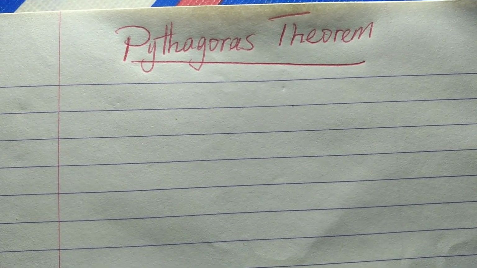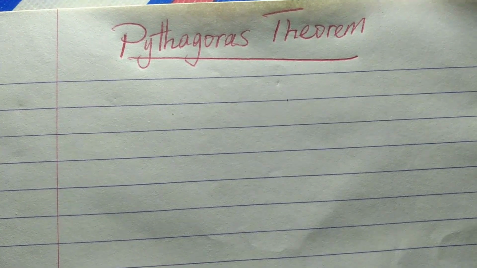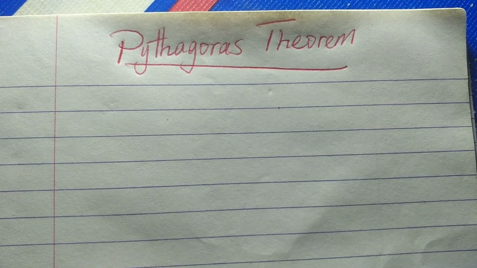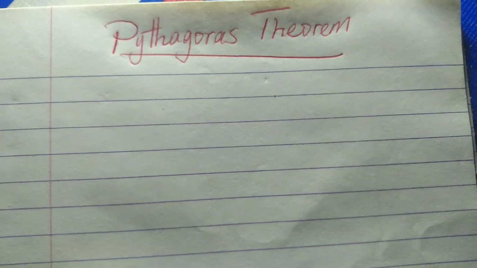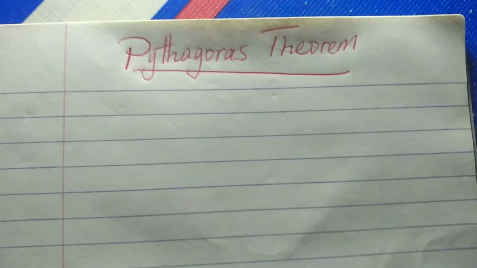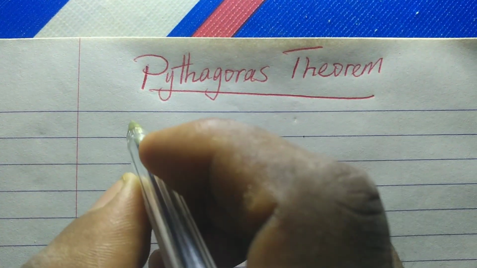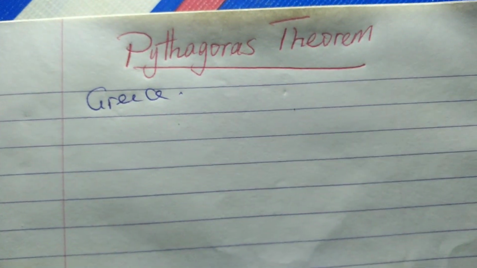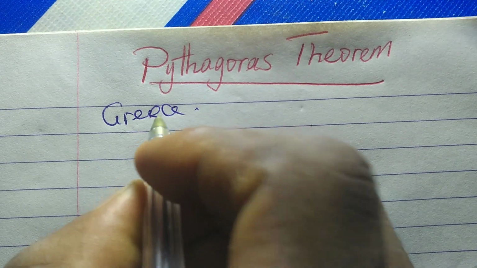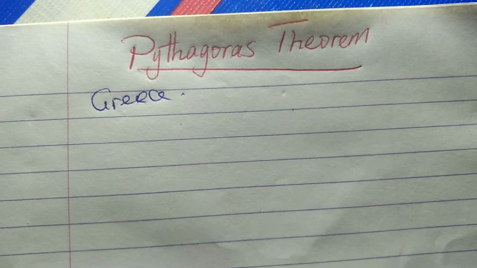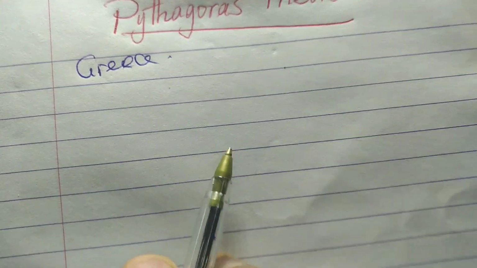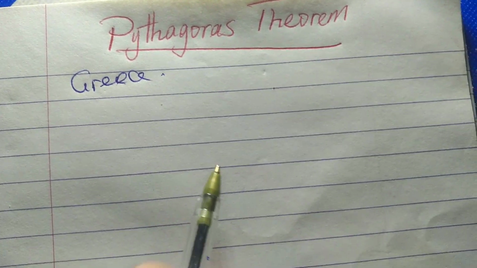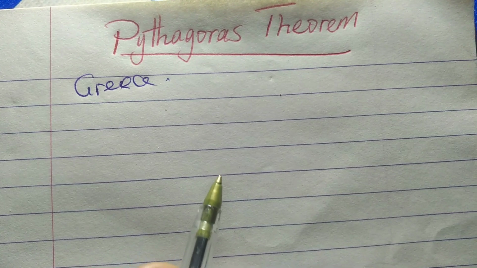Now this theorem was postulated by a scientist who was from a country known as Greece, the ancient Greece. His name was Pythagoras, and he invented the Pythagoras theorem during his studies in Egypt.